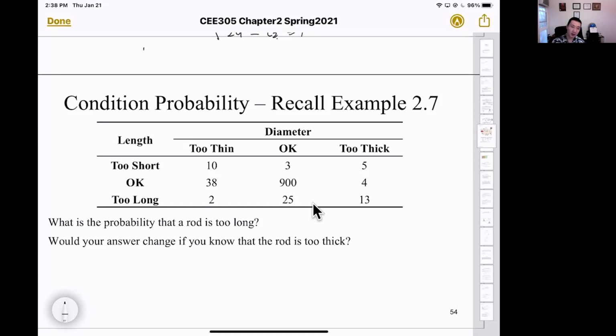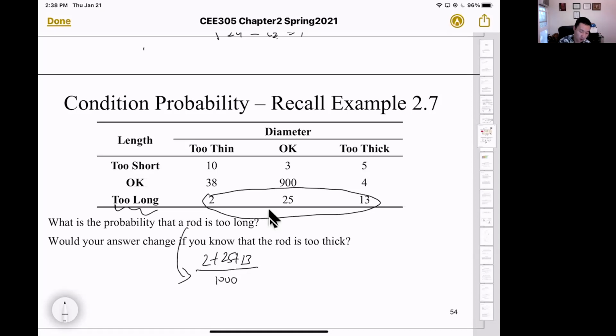So what is the probability the rod is too long? The rod is too long here. All right, so it's going to be 2 plus 25 plus 13 over the total number of rods, 1,000. So this is the probability the rod is too long.